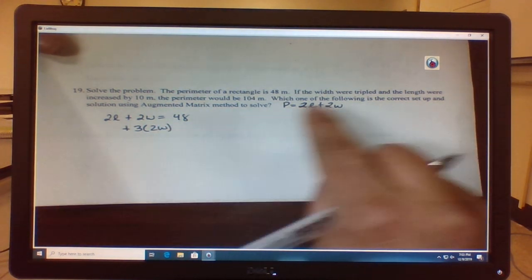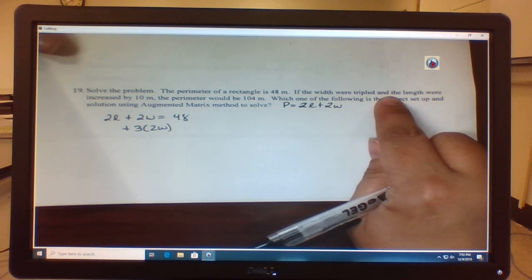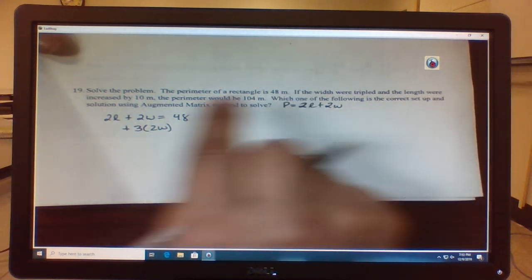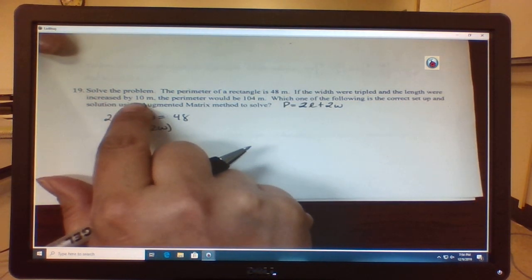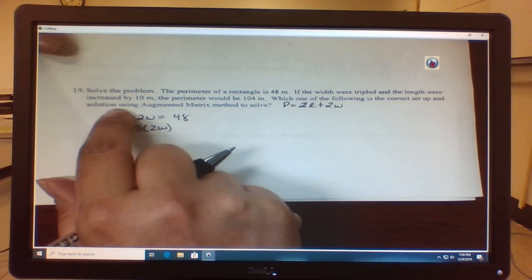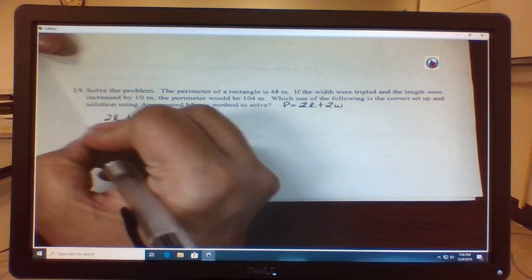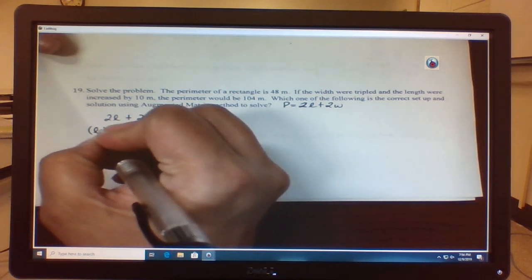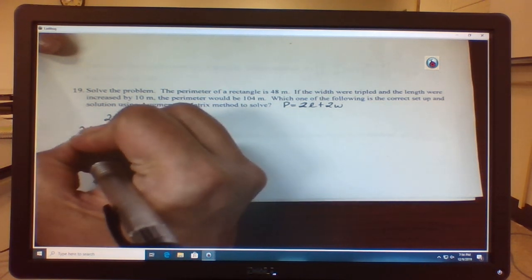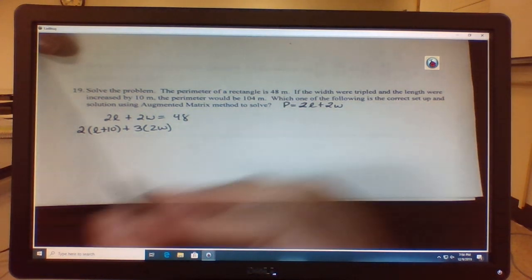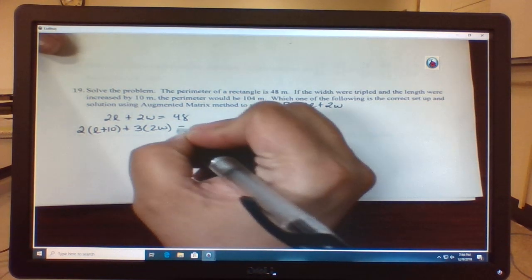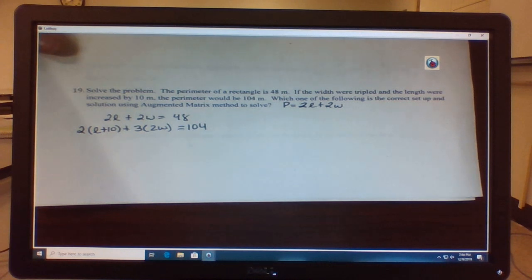First of all, because what it says here, width were tripled. It says the length is increased by 10. When you hear the word increase, does it mean add, subtract, multiply, or divide? Add. I am adding the length plus 10, but don't forget it still has that 2 in the front. This equals 104.